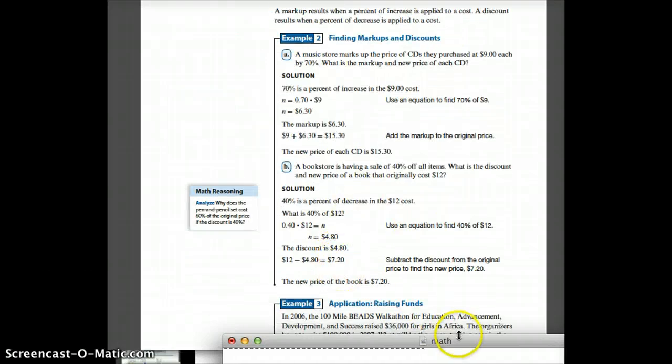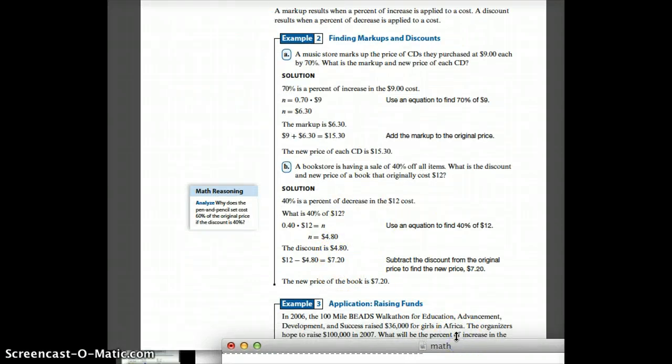Okay. Example 2. Talk about prices. A music store marks up the price of CDs they purchase at $9 each by 70%. What is the markup and new price? So markup means it's going to go up, right? So it's a 70% increase. So how do I find that out? Well, you need to multiply 70% times $9.